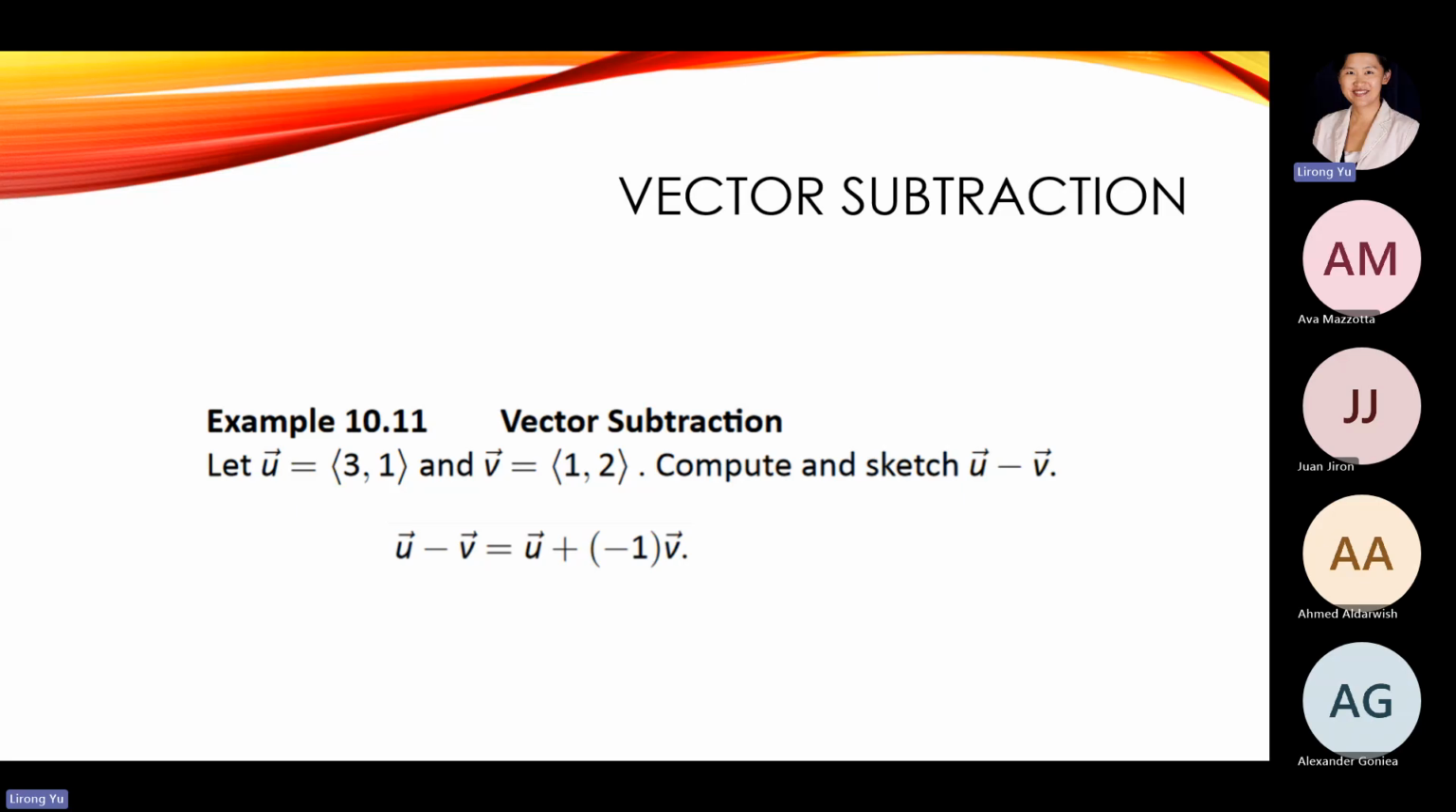Essentially, summation or subtraction can all be moved into component mode. You can do component by component summation. You can also do component by component subtraction. Any question?